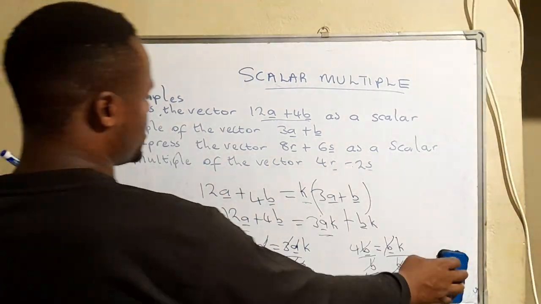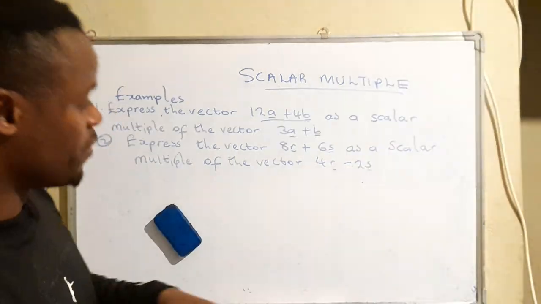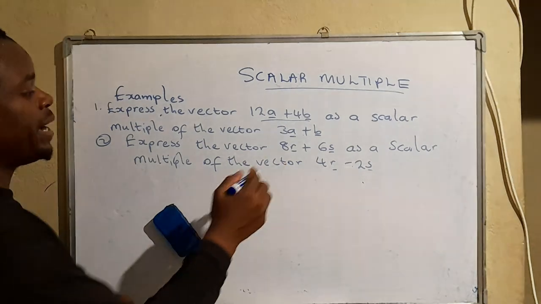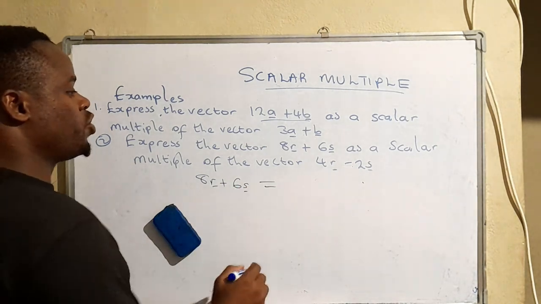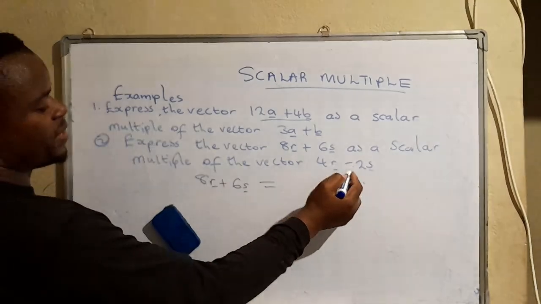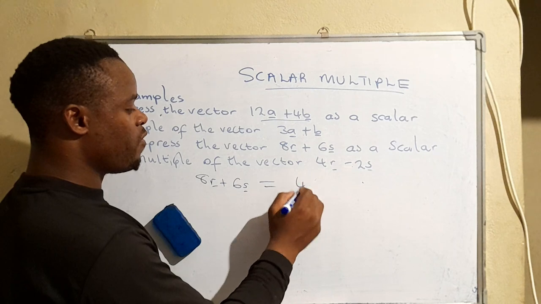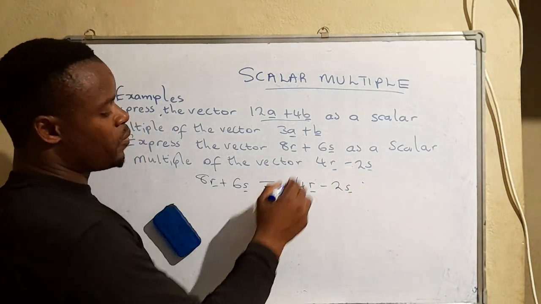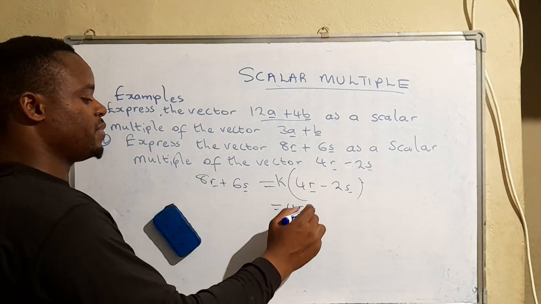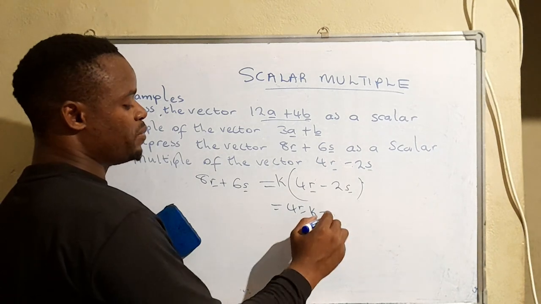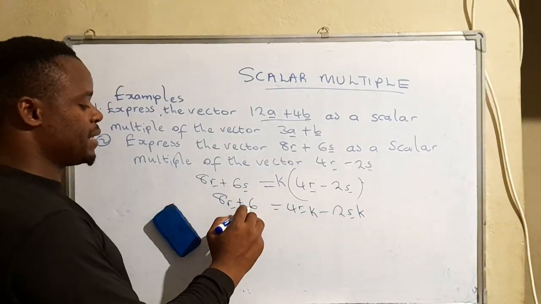Let's look at this other example, which is at the bottom here. We see if we're going to have the same answer. Don't you worry, you're in control. You can pause the video and copy what I just wrote. So here, I'm going to pick out this one here, that is 8R plus 6S. We are going to equate it to this other vector, which it is a scalar multiple of. So we're going to write k times 4R minus 2S. Now we expand the brackets, so that will be 4R scalar k minus 2S scalar k. And this side we're going to write everything the way it is, 8R plus 6S.